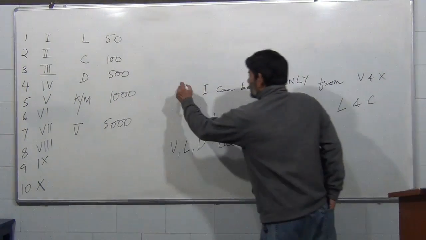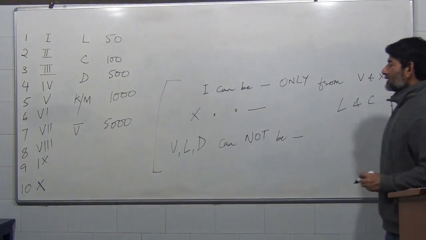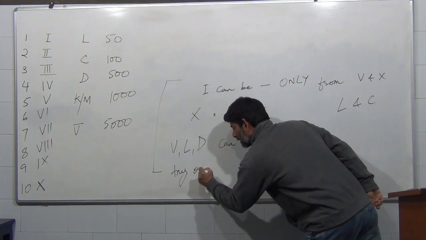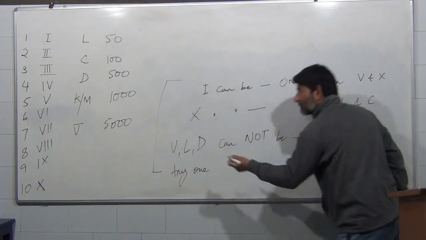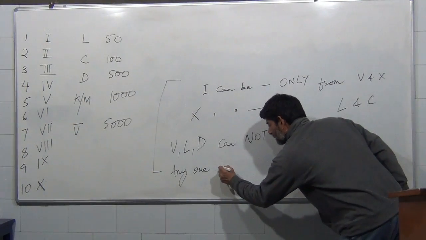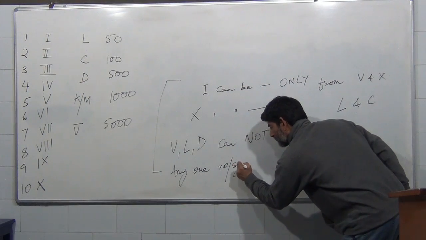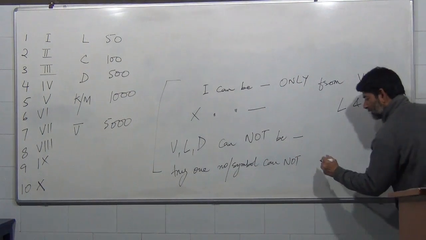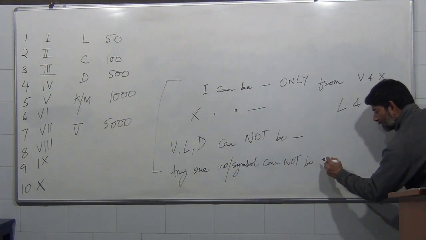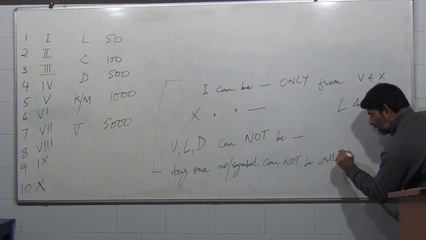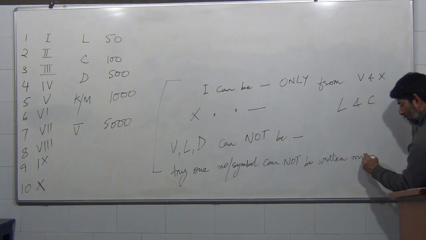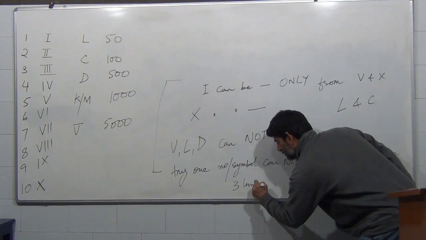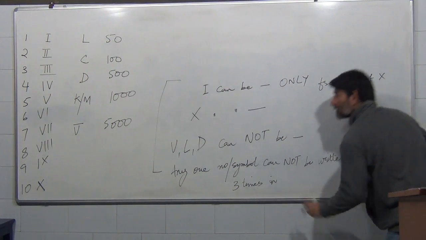Now, one important concept of the Roman numbers is that any one number, when I say number, I'm talking about a symbol, any one symbol cannot be written more than 3 times in continuation.